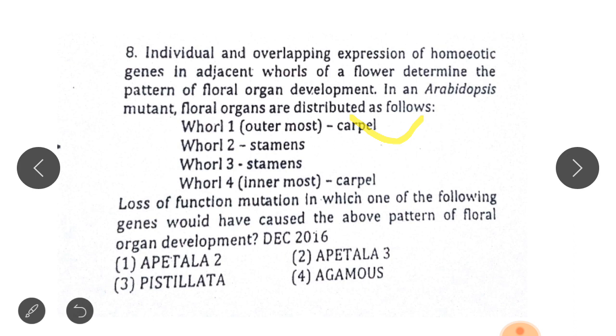So here we have to select which of the genes is mutated. In class A, 2 types of genes are present, APETALA 1 and APETALA 2. Is anything present in this option? Yes, APETALA 2 is present, so it will be affected.